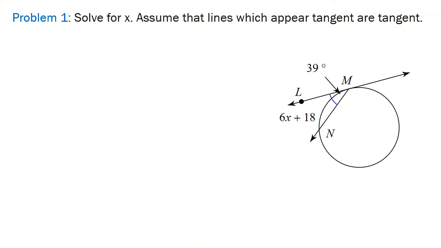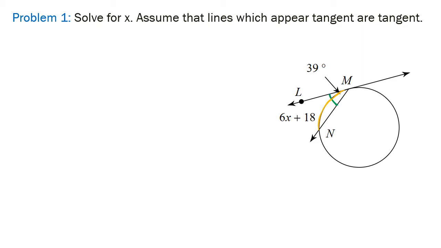All right, so problem 1, solve for x. Assume that lines which appear tangent are tangent. So this is where we have a tangent line LM, and then we have another ray going off, being MN. And we have our angle 39 degrees here, and the arc length being the expression 6x plus 18.